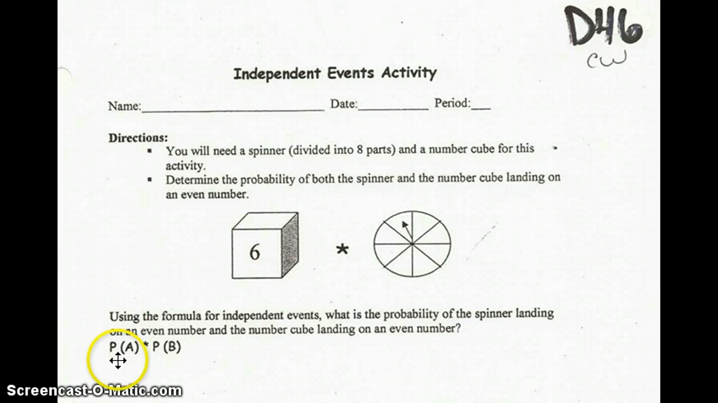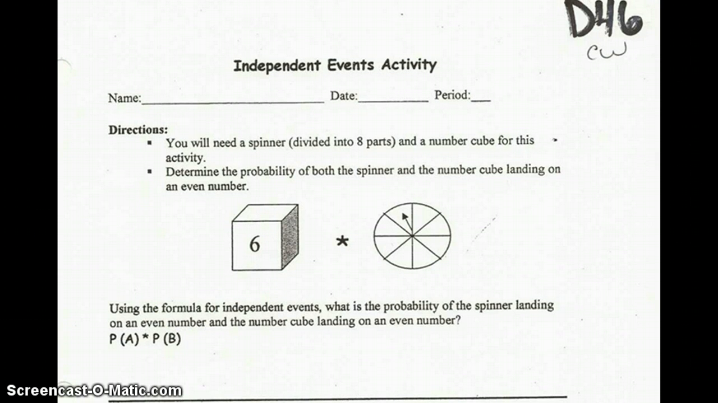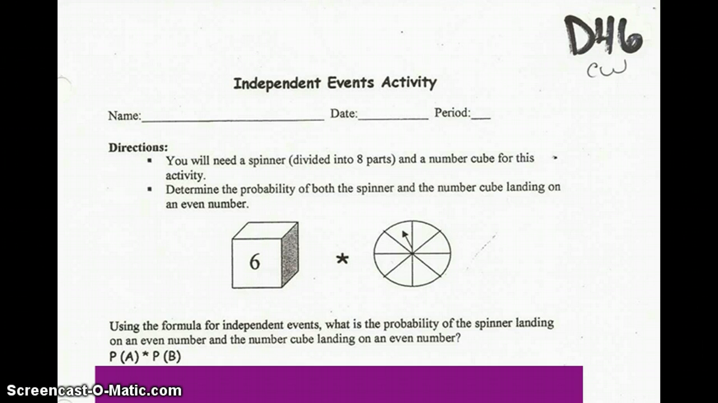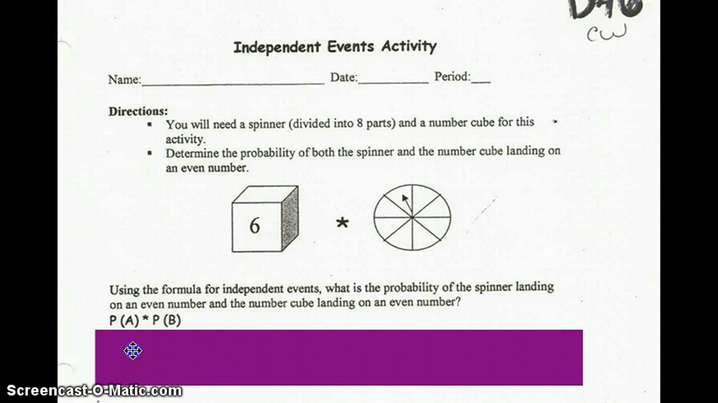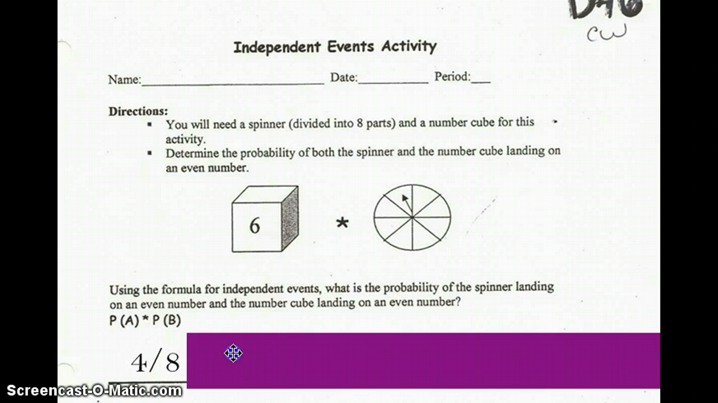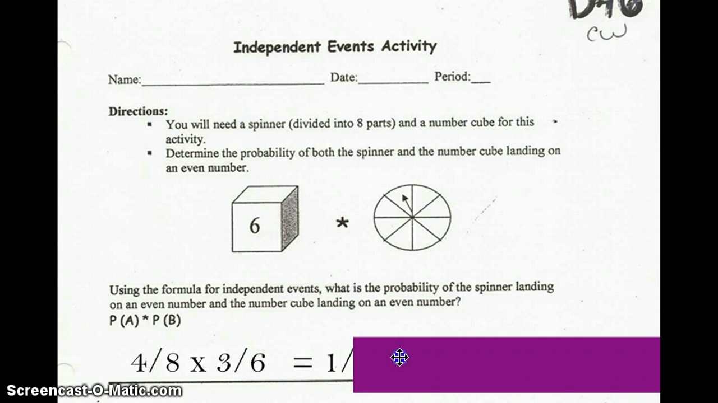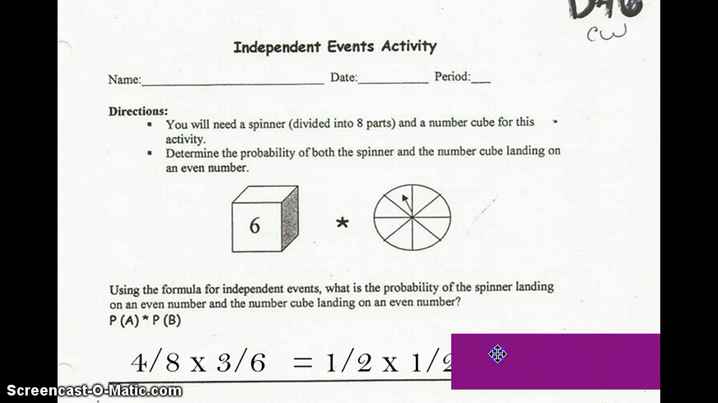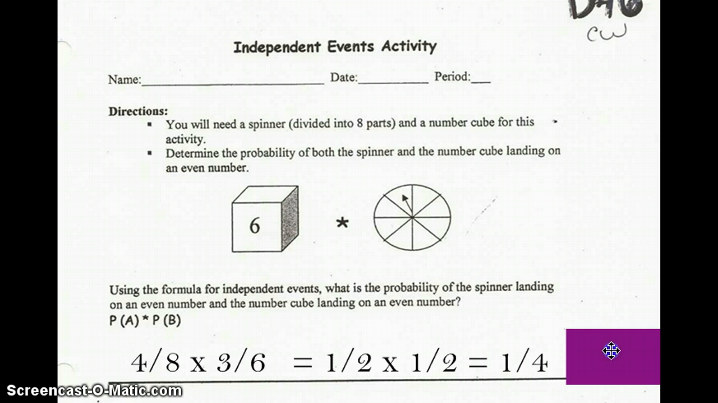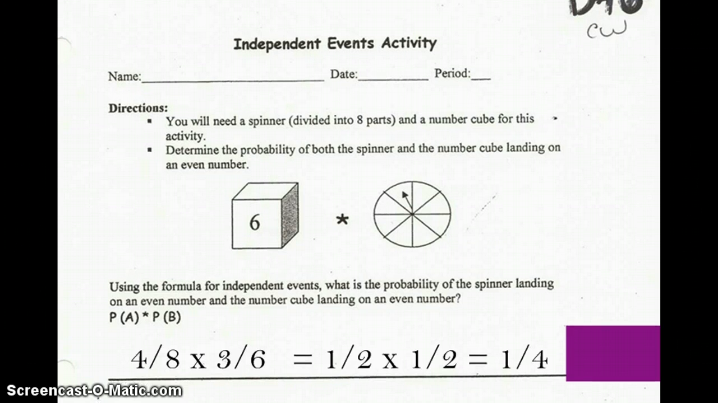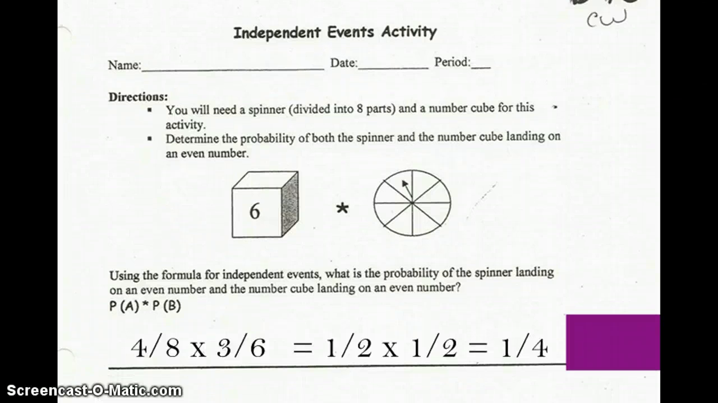What you would have to do is take the probability of the first event and multiply it by the probability of the second event. The probability of the spinner landing on an even number would be 4 out of 8. The probability of the number cube landing on an even number is 3 out of 6. If we first simplify these fractions, it'll make our multiplication easier. So we have 1/2 times 1/2, and when we multiply those, we get 1/4. So 1/4 of the time, both of these independent events should land on even.